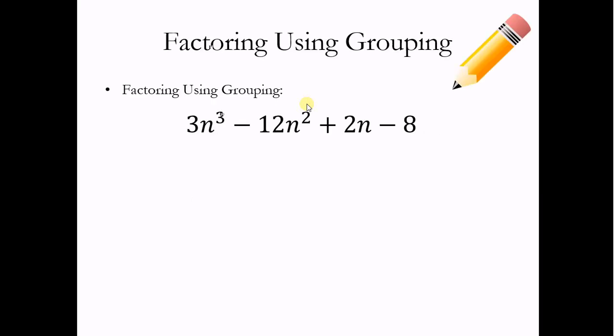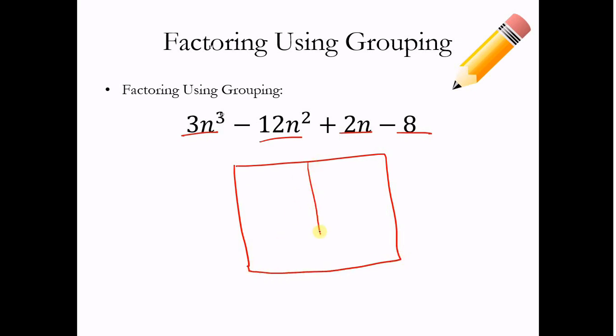So factoring using grouping. Every single problem that we're actually going to use today is going to have 4 terms. So it's going to be 1, 2, 3, 4 terms. So now, how we're actually going to do this? We're going to go opposite of how we multiplied. So we're going to draw ourselves our square box like that. And then I'm going to put the terms in each box.